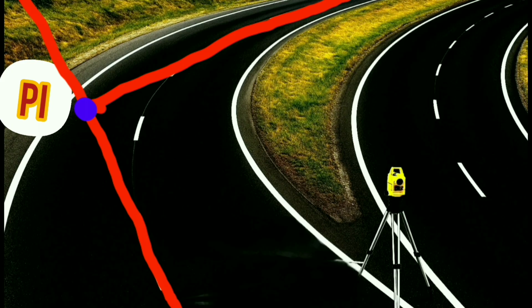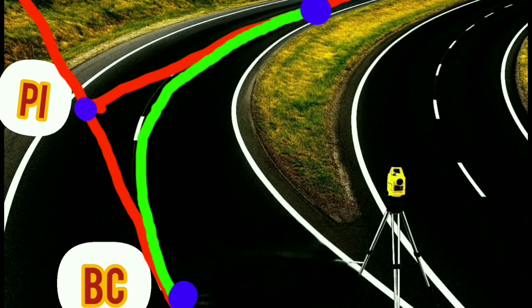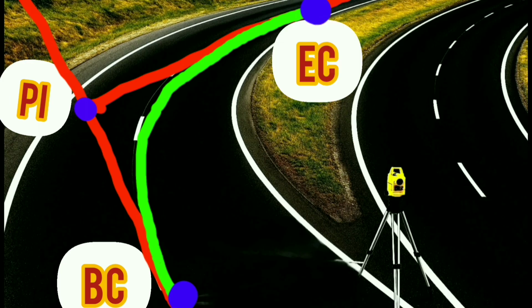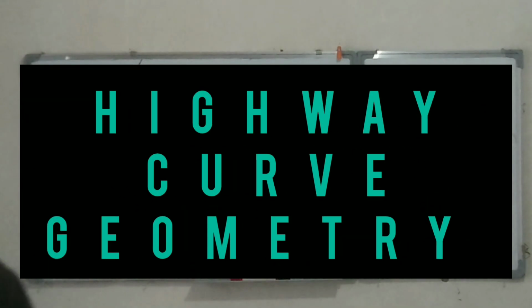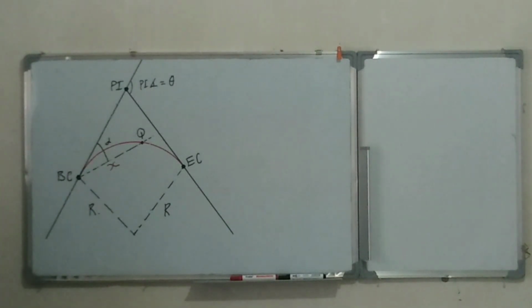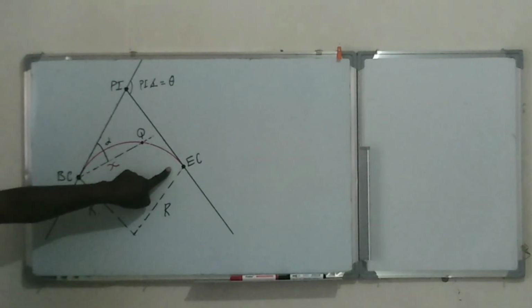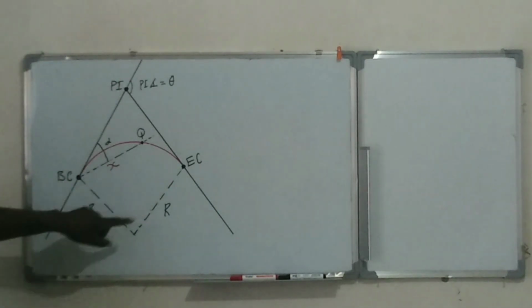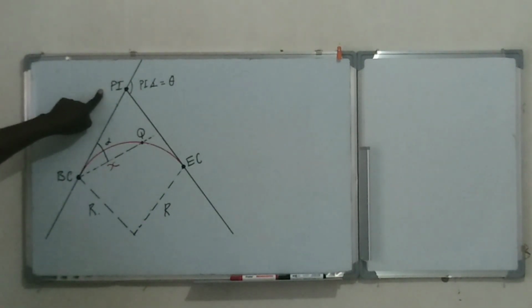Now, the beginning of our curve, or BC, is the point where the road begins to part with the first straight line. The end of our curve, or EC, is the point where the road merges again with the second straight line. Now, let's get to the juicy part. All right, so we did see the three most important points in our highway curve. They are the BC, which is the beginning of the curve, the EC, which is the end of the curve, and the PI, which is the point of intersection.